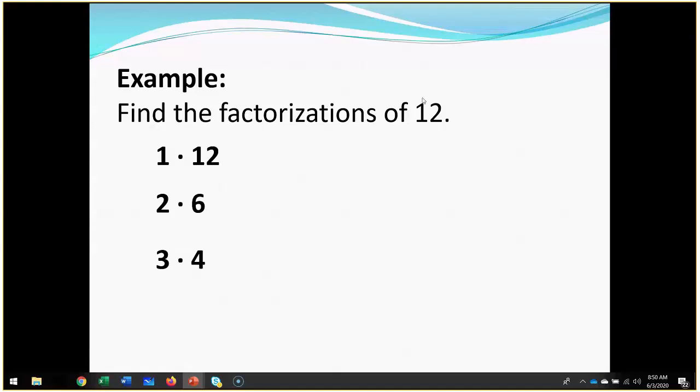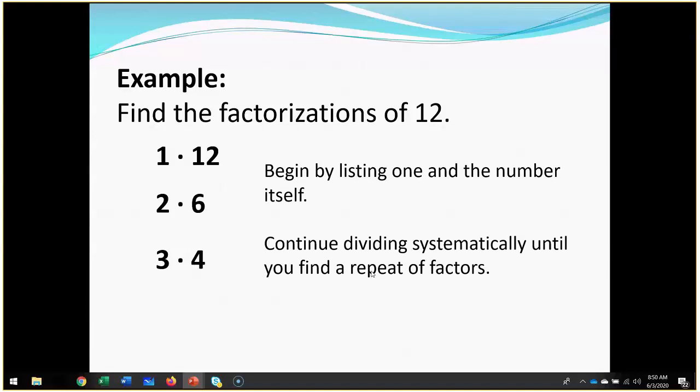12 divided by 4 is 3. We just wrote those 2 right here. So as soon as I see a repeat like that, like 4 times 3 would have been next, that's when you know you can stop. So if you do it in order, listing pairs, not only will you not miss any, hopefully, but you'll also see once you get a repeat here, you'll see when you can stop.